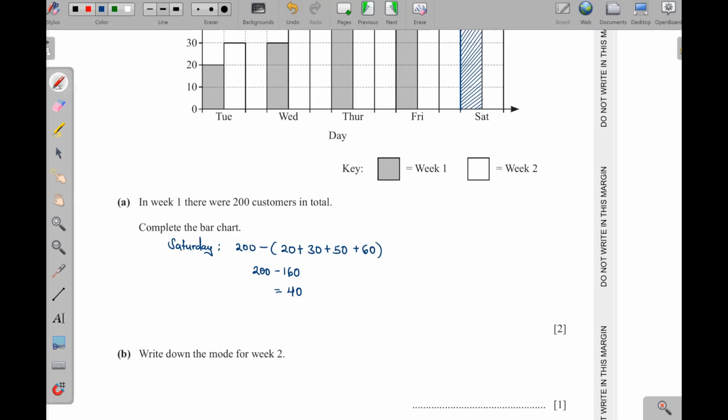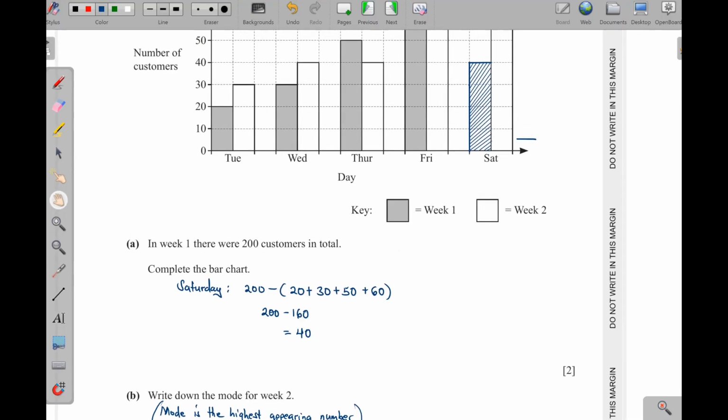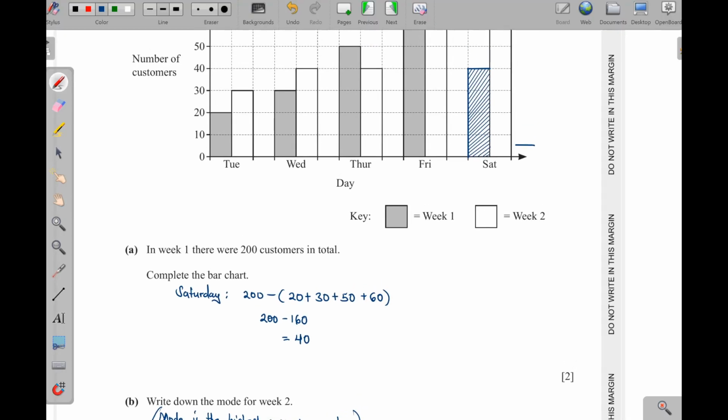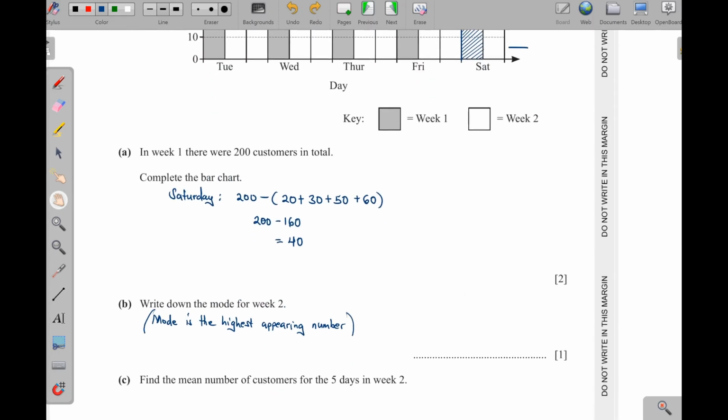The next part B, write down mode for week 2. Mode is the highest appearing number. So when we look here, the most appearing number for week 2, you can see this is 40 here. On Wednesday we are seeing 40 customers. On Thursday we are also seeing what? 40 customers. So the mode has to be 40.